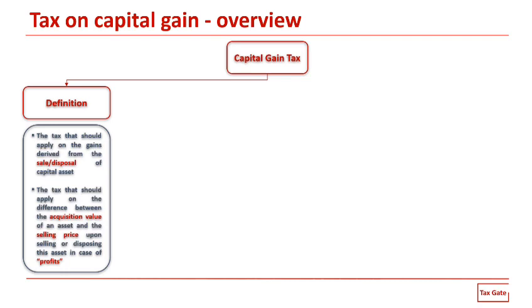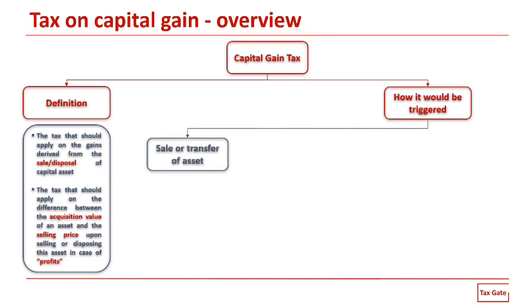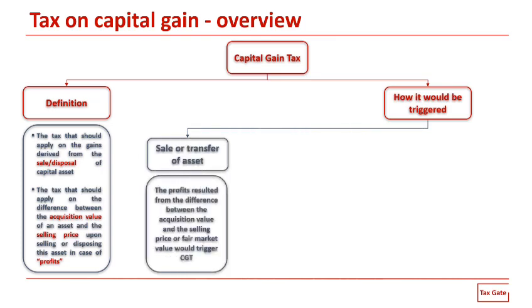Good. So now what are the types of transactions or activities that would trigger capital gains? And here is the answer. Capital gains would be triggered as follows. The direct sale or transfer of an asset. And here once again capital gains would be the difference between acquisition value and the selling price or the fair market value upon selling that asset.